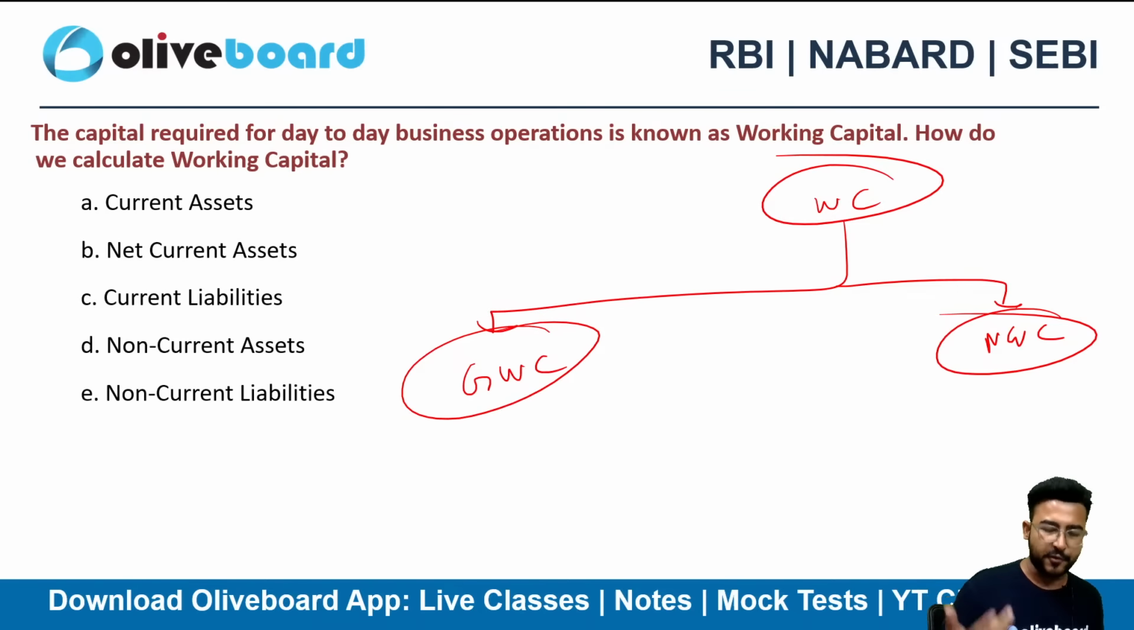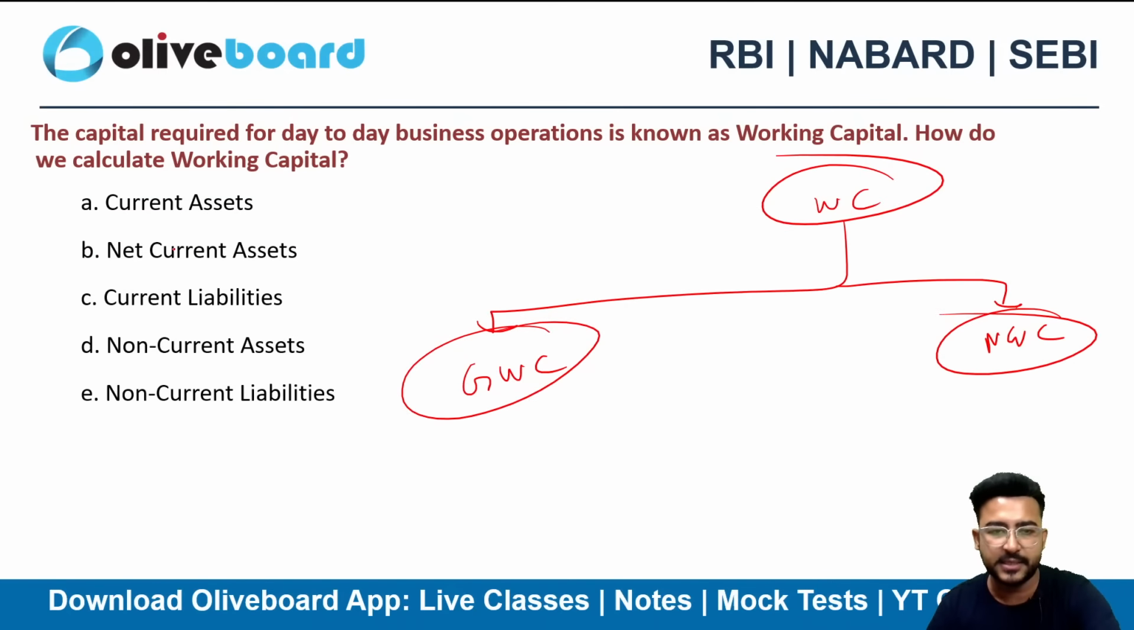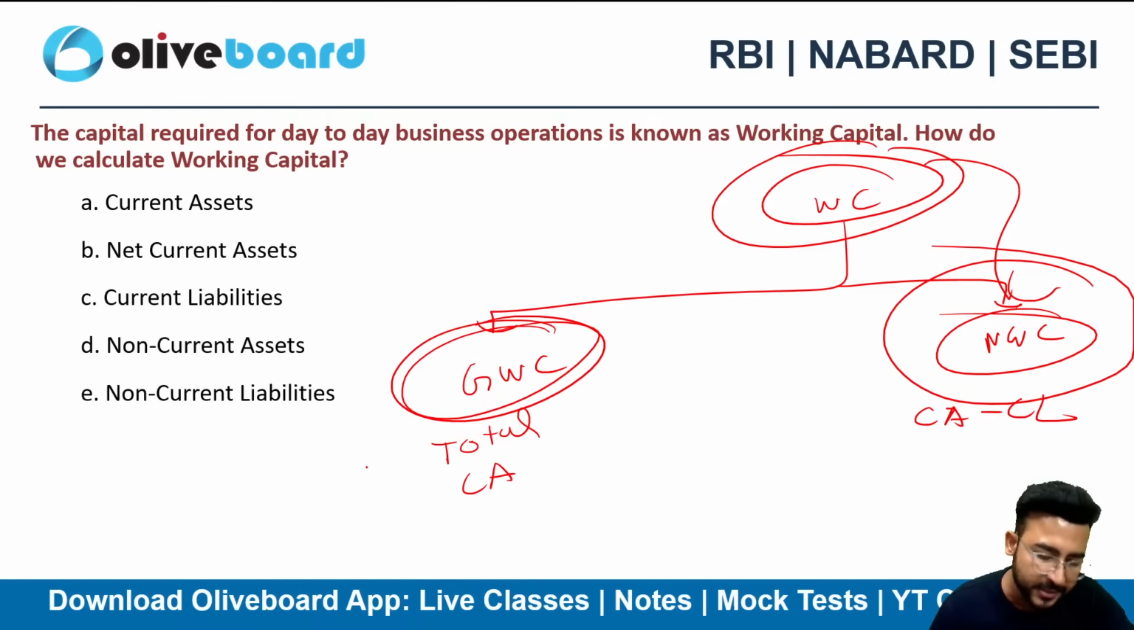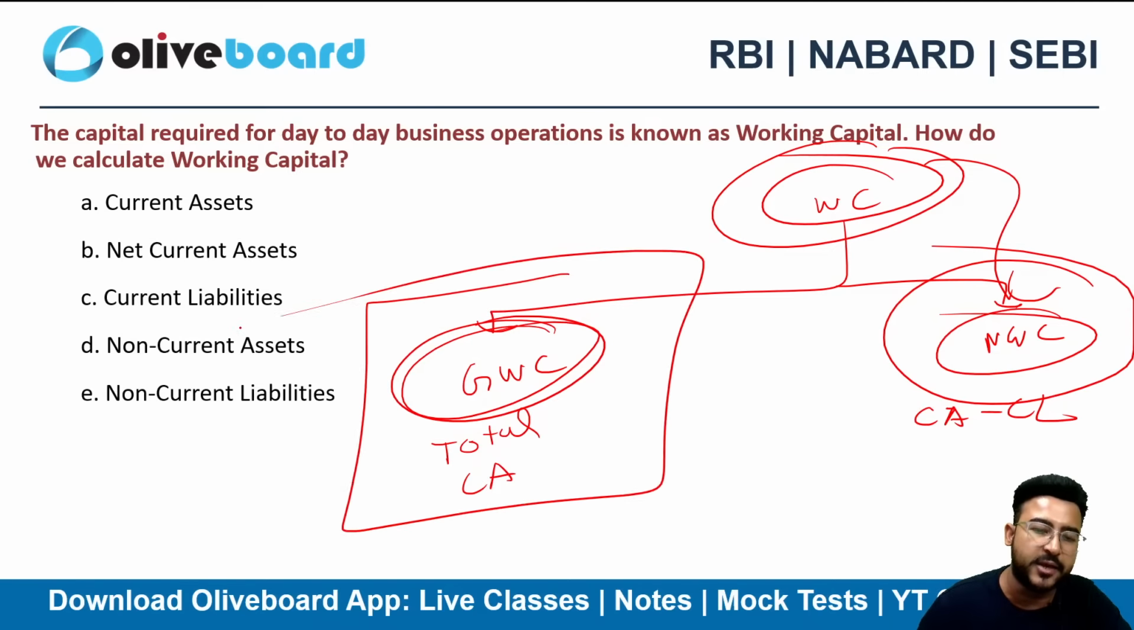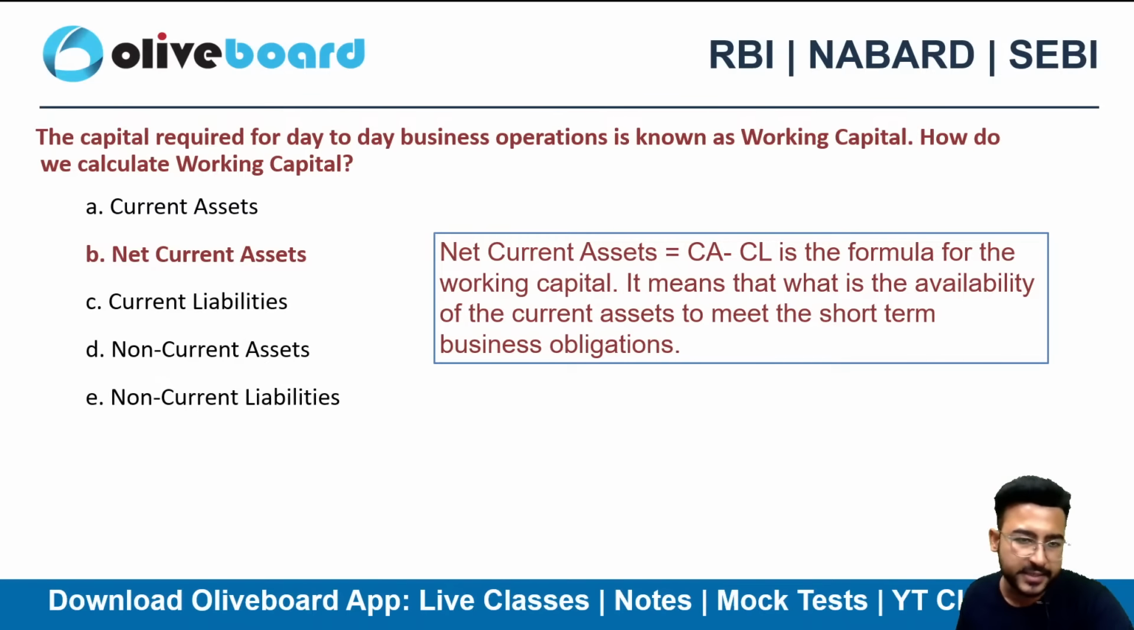Here the correct choice is option B, net current asset. What do you mean by net current asset? Current asset minus current liability. And what is gross working capital? It is the total of all the current assets. So if somebody is asking you working capital, it means they are asking you net working capital. And if they clearly state gross working capital, then only you need to state the total of current assets. Otherwise, working capital, net working capital, will be current asset minus current liability. Net current asset is nothing but current asset minus current liability only.